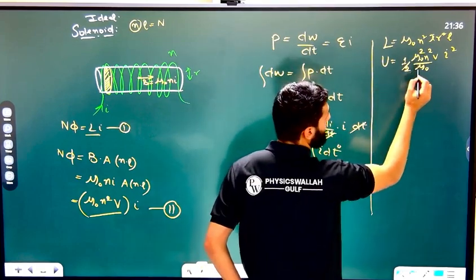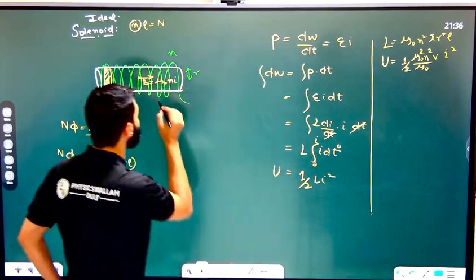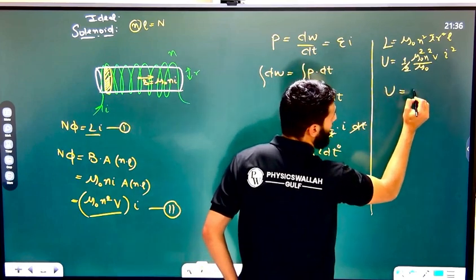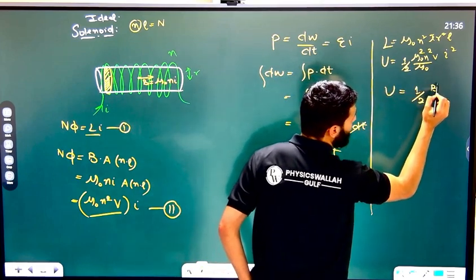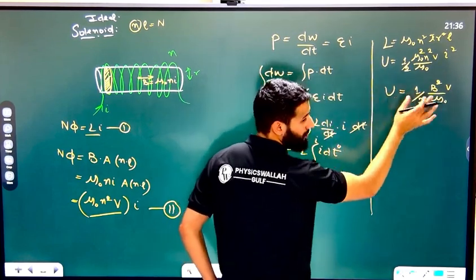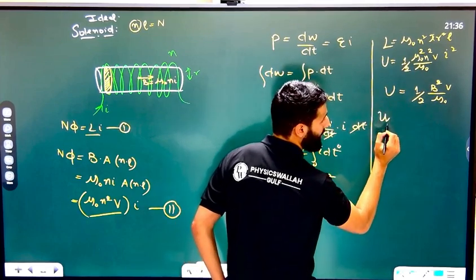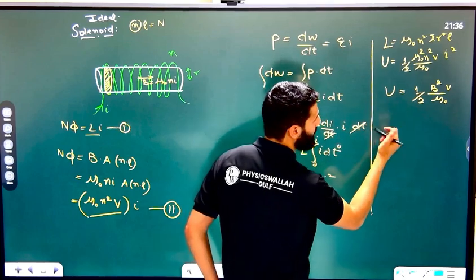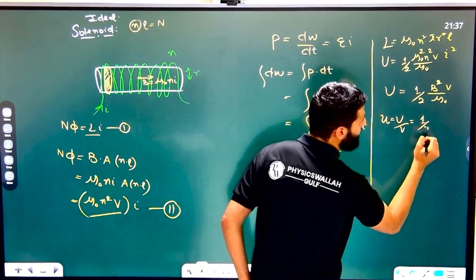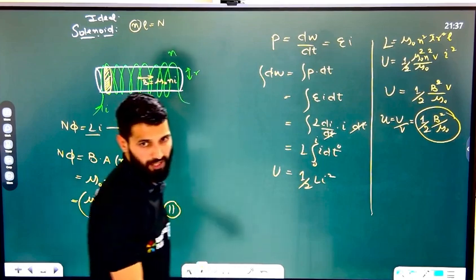Finally we can write mu naught N I as B, the magnetic field at a point inside. So we will write half B square V divided by mu naught. This is the energy stored in the full inductor. If we want the energy stored per unit volume, U is equal to U by V, which is half B square by mu naught. So this will be my energy stored.